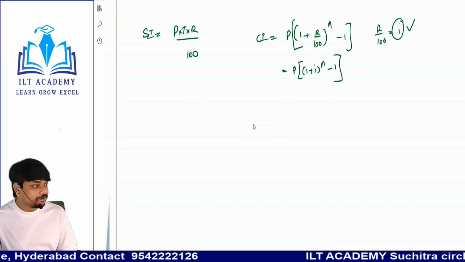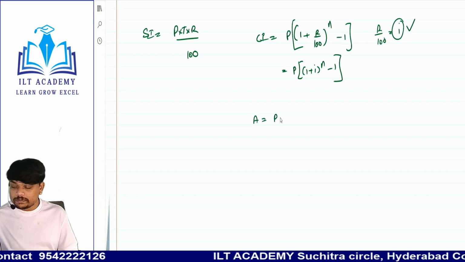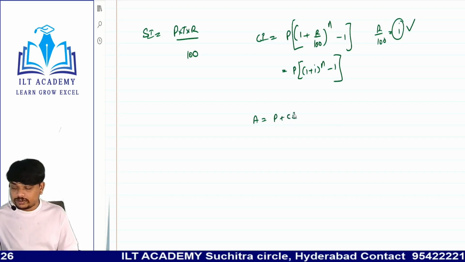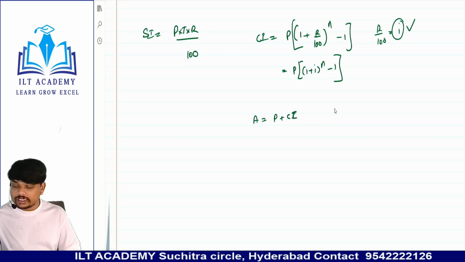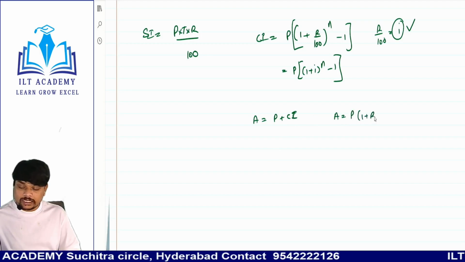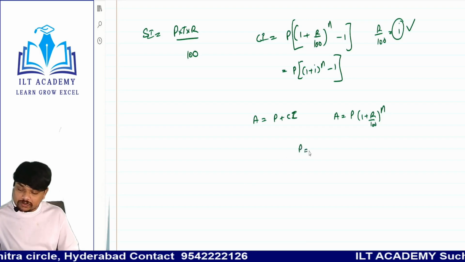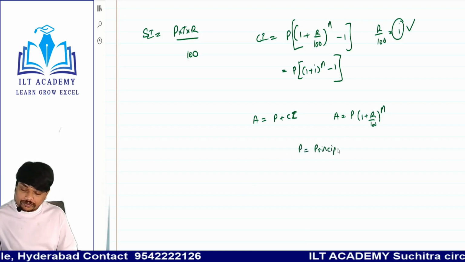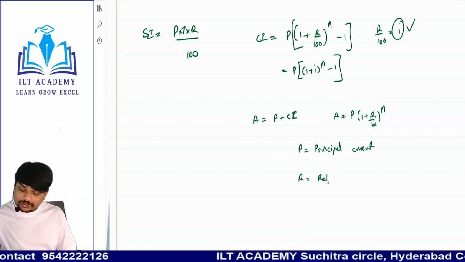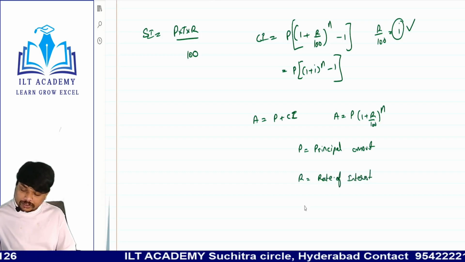Number of years I'll tell. Amount is equal to principal plus compound interest. Clear? So we can derive one more formula, A is equal to p into 1 plus r by 100 whole power n. This is the formula. Where p is the principal amount, r is the rate of interest, and n is the number of years.